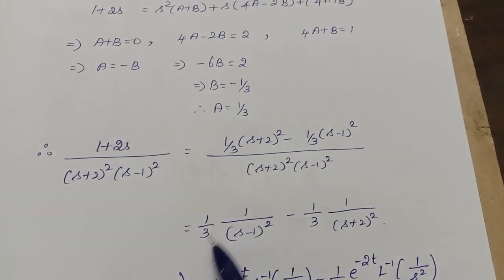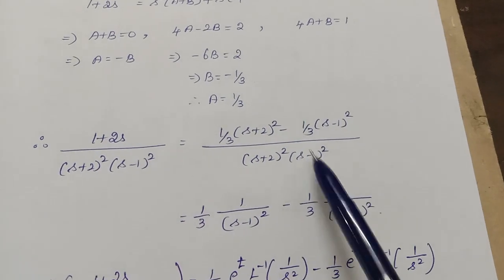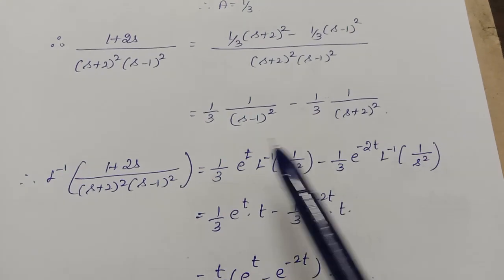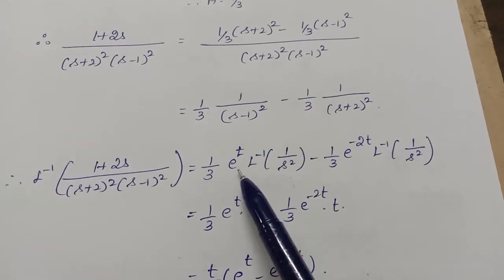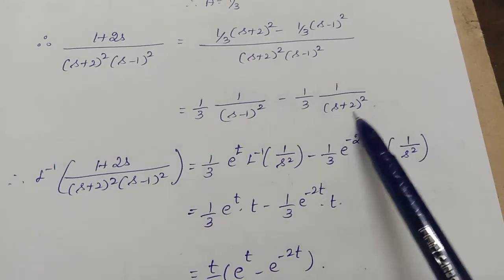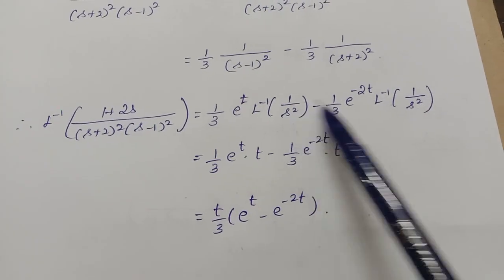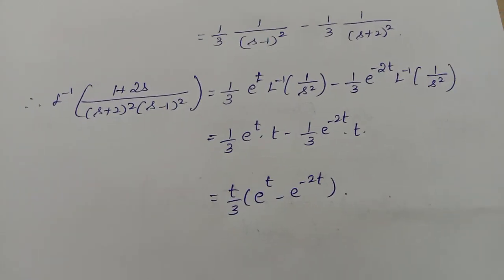So the first term will be 1 by 3 into this (s plus 2)², it cancels, no. So 1 by (s minus 1)² minus 1 by 3 into, for the second term it will be 1 by (s plus 2)². Now you take inverse Laplace transform. So 1 by 3 into, here this is s minus 1, no. So it is e^t into L inverse of 1 by s² minus 1 by 3 into, here it is s plus 2, no. So it is e^(−2t) into L inverse of 1 by s². This is t and this is also t. So 1 by 3 into t into (e^t minus e^(−2t)). Okay, right.